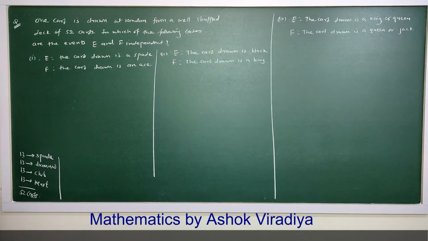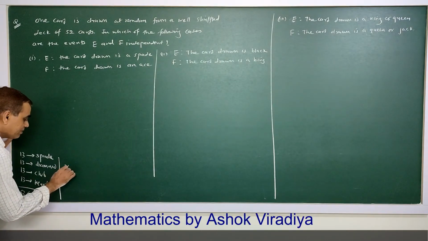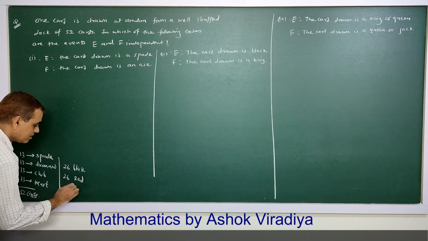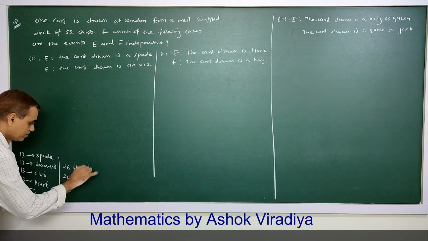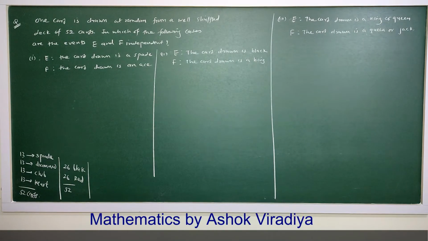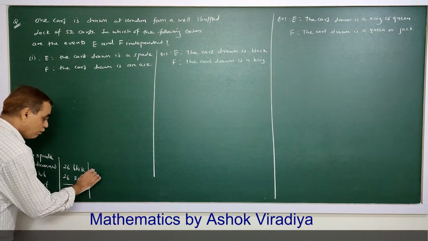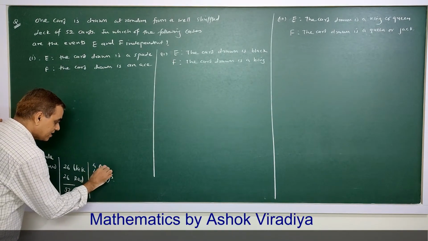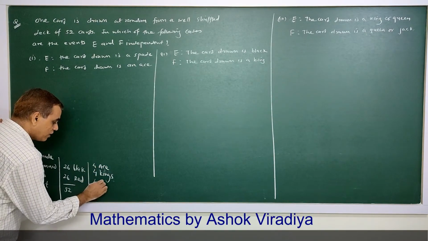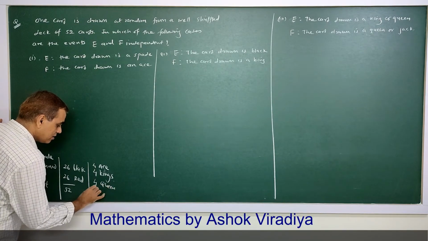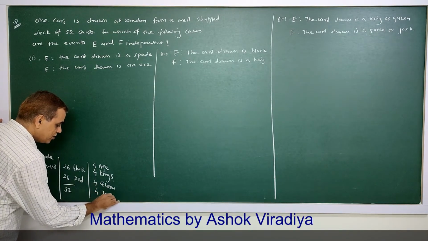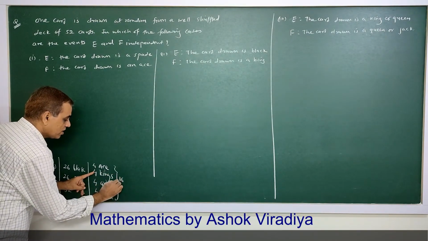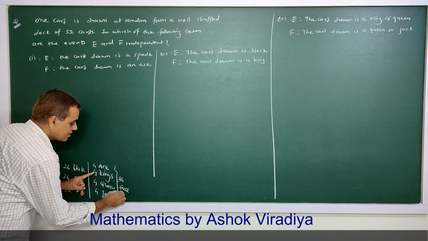Now, color wise, 26 black and 26 red. So total 52. Then 4 kings, 4 ace, 4 queen, 4 jack. These are face cards. Total 16 face cards.